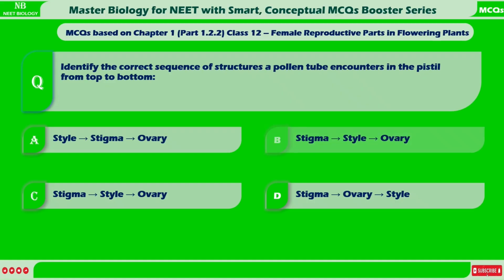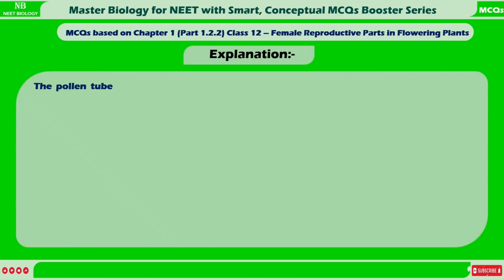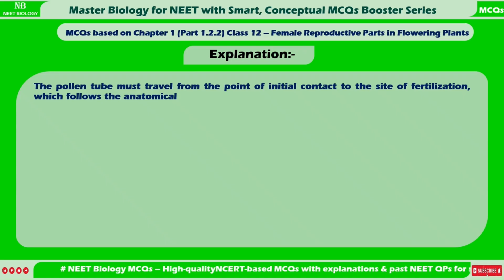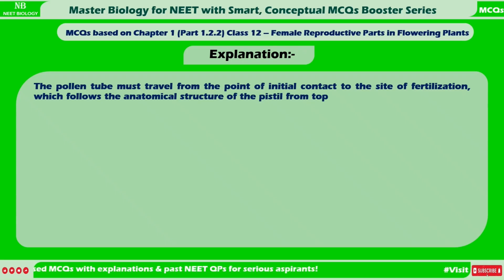Correct answer is B. Stigma, style, ovary. Explanation. The pollen tube must travel from the point of initial contact to the site of fertilization, which follows the anatomical structure of the pistil from top to bottom.